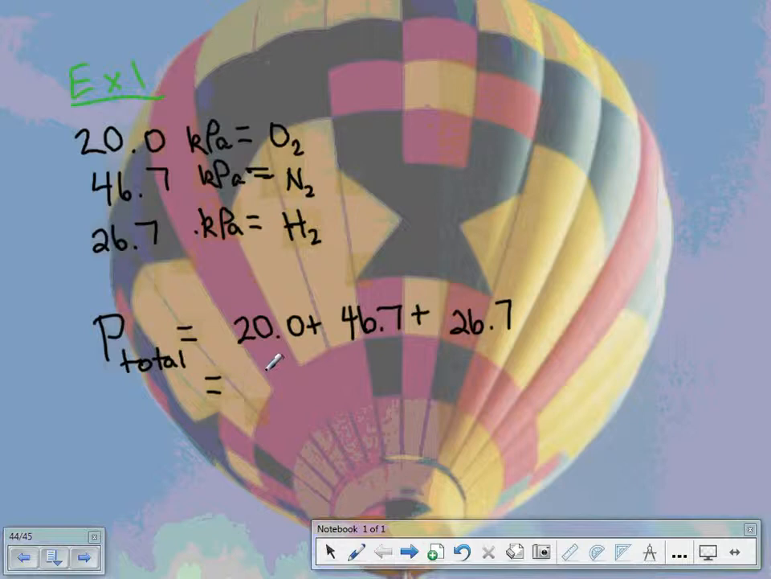All right, what did you end up with, Amanda? 93.4 kPa. Now let's compare that to atmospheric pressure at sea level. Normal pressure in kPa would be 101.3 at sea level. Remember that? Yep. And this number is lower than that, but not much lower.